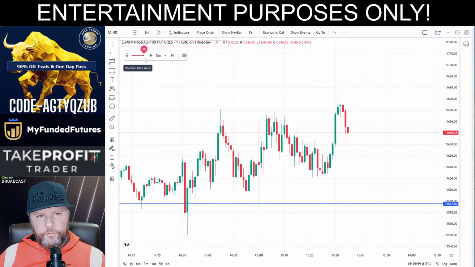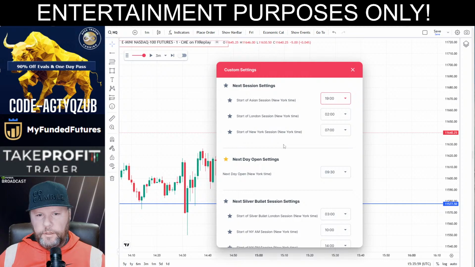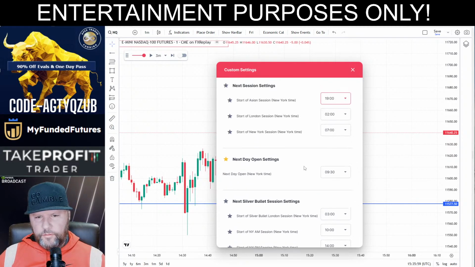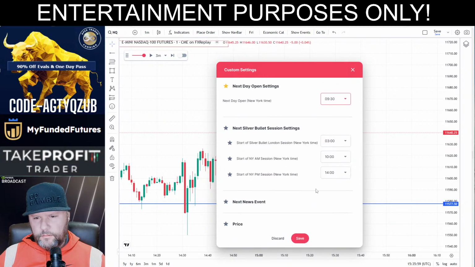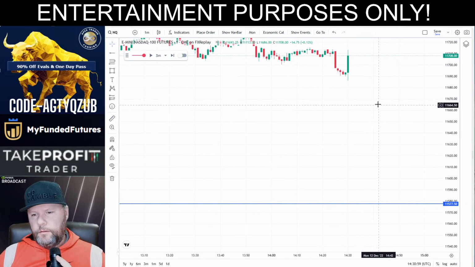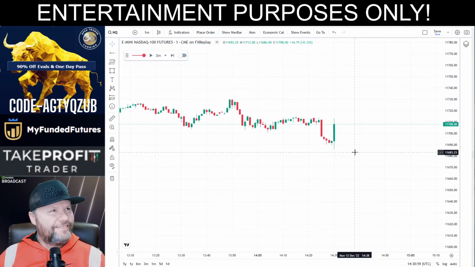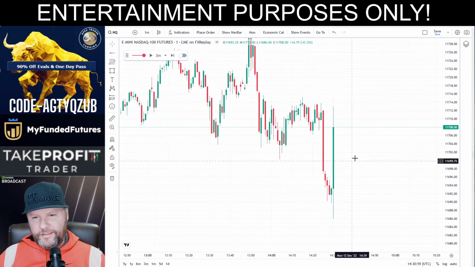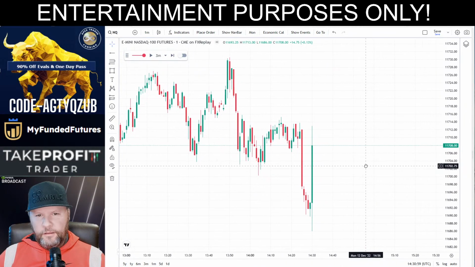This is a Friday, so we'll try... I don't know why this thing doesn't take me to the right. Start of New York. I mean, it takes me to 2:30, which is not a single session that I have highlighted. I don't know what the deal is there. Next day open, 2:30 once again. It took me right to 2:30 again. All right, well, we'll just pick up right here.